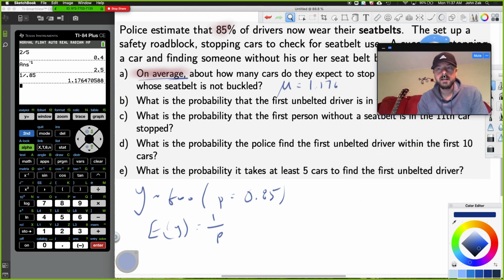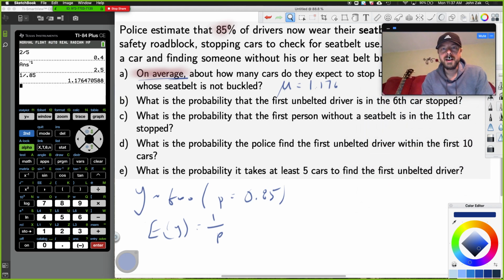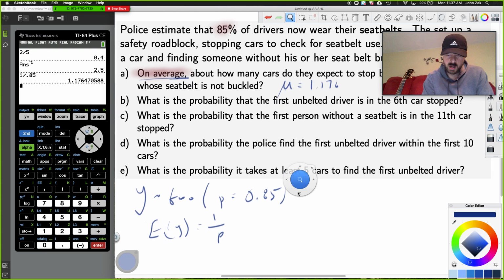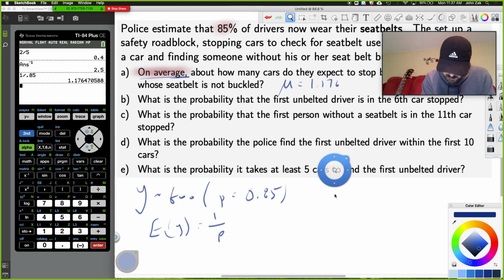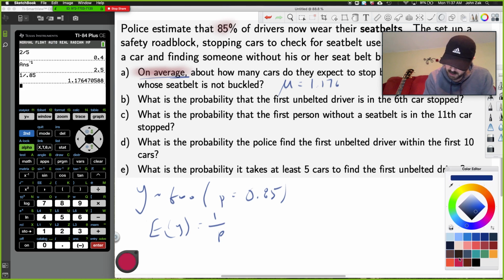Wait, hold on. I'm doing this backwards. If I'm looking for someone not wearing their seatbelt, then is the probability of success 0.85? No, because that's the probability of someone wearing their seatbelt. We have to be careful. And so let's go back and realize that when I define my random variable y, I can't say that the probability of success is 0.85. The probability of success is 0.15.